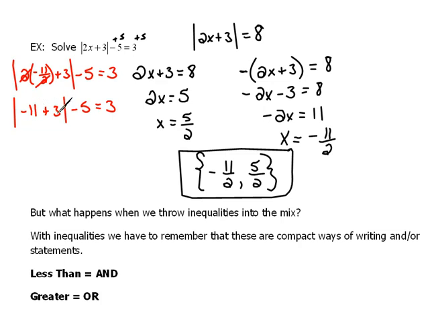Now, negative 11 plus 3 would be what? A negative 8 in the absolute value bars, minus 5 equals 3. The absolute value of negative 8 is 8. And when we subtract 5 from that, we do in fact get 3. That is a true statement. So when I plugged in the negative 11 halves, it made the mathematical statement true. The same thing will happen with 5 halves. And this will happen every time. So if you're ever not sure if your answer is correct, always go back and plug it in to double check yourself.